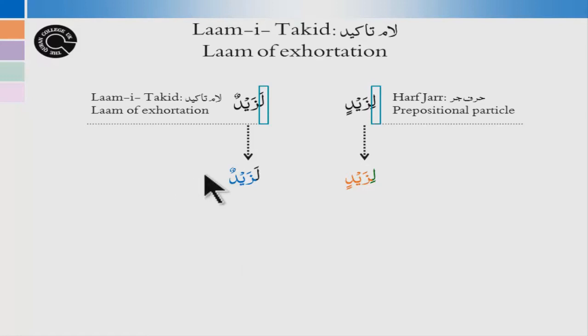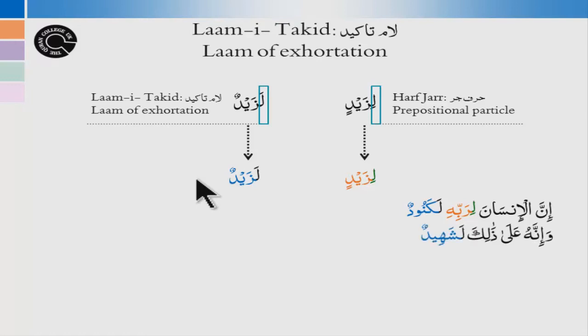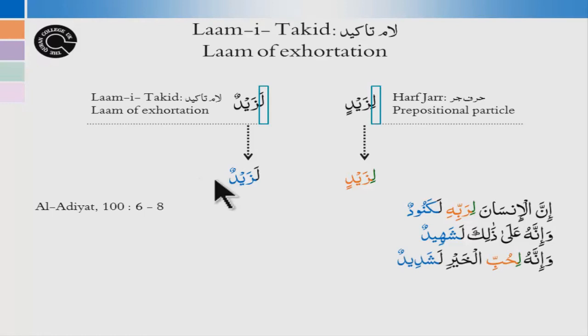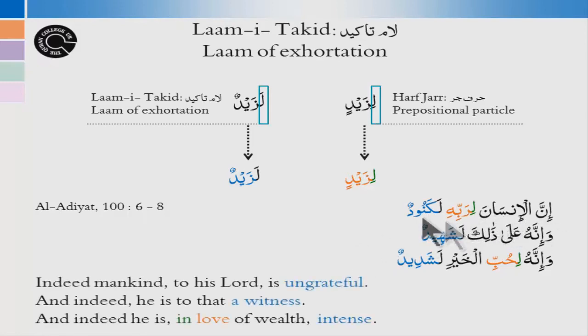The example of the lam of exhortation is from Surah Al-Adiyat, which is chapter number 100, which is innal insana li rabbihi lakanud, and then wa innahu ala dhalika la shahid, and wa innahu li hubbil khairi la shadid. And if you see, I'm just putting a stress on there, which says lakanudun, so that means indeed the human being to his Lord is most ungrateful. Wa innahu ala dhalika la shahid, and he is a witness to that. Wa innahu li hubbil khairi la shadid, and he indeed is in love of wealth intensely.